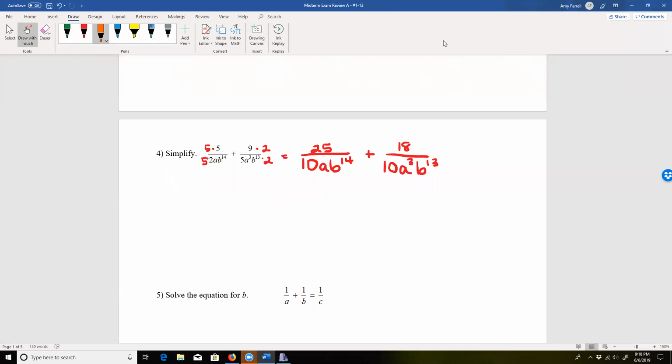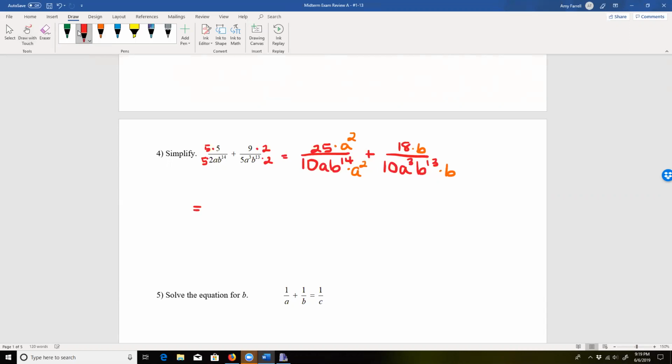So both denominators, they both have a 10, but we also need their variables to match. So the first denominator only has 1 a, the second one has 3. So I'm going to multiply by a squared, top and bottom, so that both denominators would then be a cubed. With the b's, the first denominator has 14, second only has 13. So we need another b over here. Now we should have a common denominator. So let's check it out.